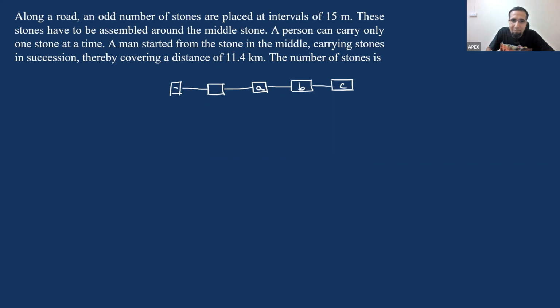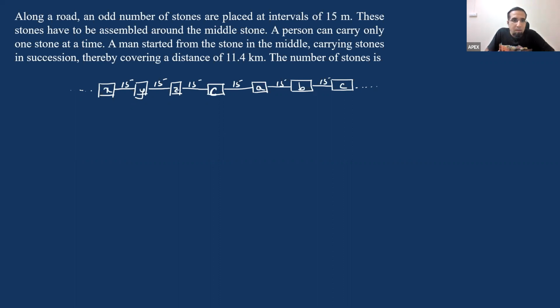So let's say I start from the back. This is Z. Then I have this as Y. And then another 15 meters ahead, this as X, and so on. Now the gap between two stones is 15 meters is what the question says. It's a very direct question. I would rather keep it as a counting technique here. Clear? They have to be assembled in the middle. So all the stones have to be brought back to the center. So this is my center stone.